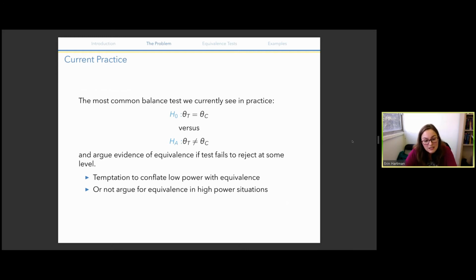And the problem with this is that there's a temptation to conflate low power with equivalence. So we get a low power test, we get a large p-value. And even if we have a large substantive difference, we say, well, it's not statistically significant, and so that's evidence of equivalence. And that would be an incorrect interpretation of that test, but it's tempting to interpret it that way. The flip side of that is that when you have a lot of data, you might say that there's a statistically significant difference, even if that statistically significant difference is substantively inconsequential.